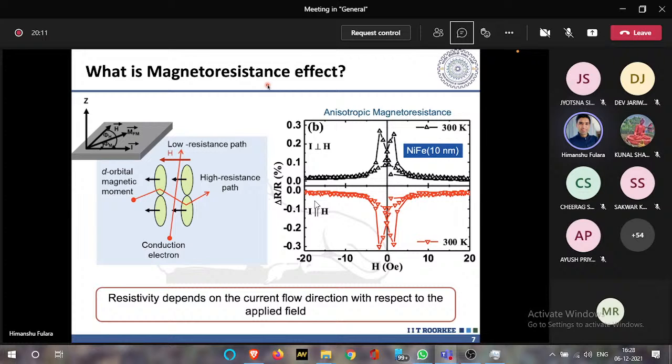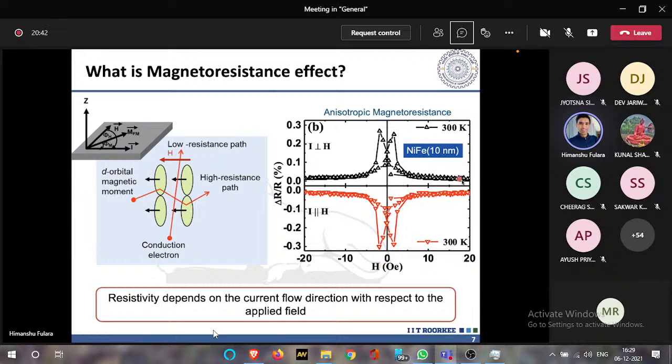What is this effect? You take any ferromagnetic metal, like iron, cobalt, nickel. You place this ferromagnetic metal in the presence of a magnetic field and send some current through it, so you have some resistance of this ferromagnetic layer. This effect says the electrical resistance of this ferromagnetic metal changes under the application of an external magnetic field.